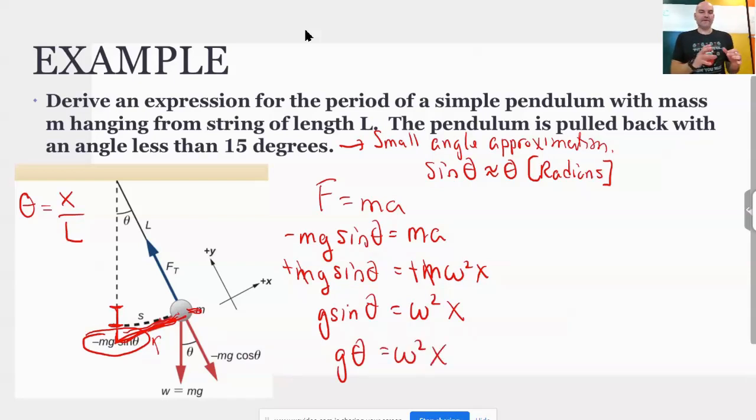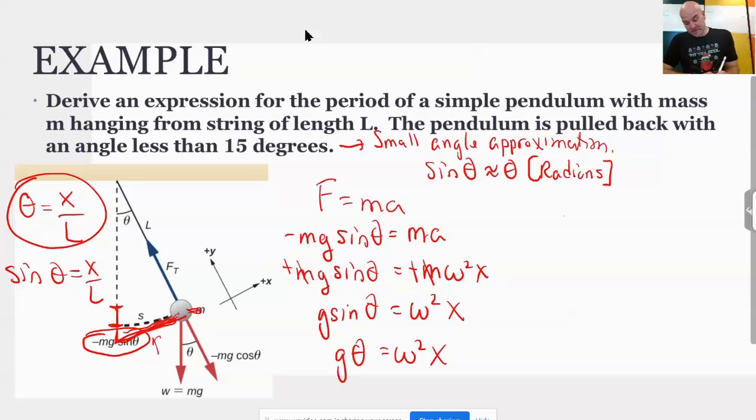Well, the other thing that happens is you would plug in this ratio right here. Well, that's theta equals x over L. What I need to do is substitute in some relationship for theta, relating my x distance and the length of the pendulum. And so now I can say that this is going to be g x over L equals omega squared x.